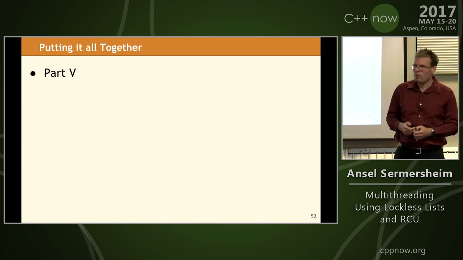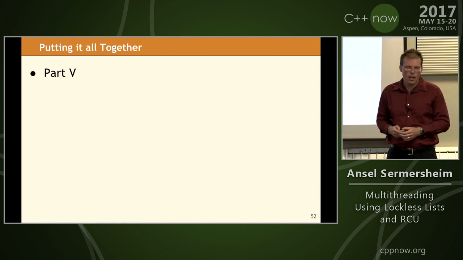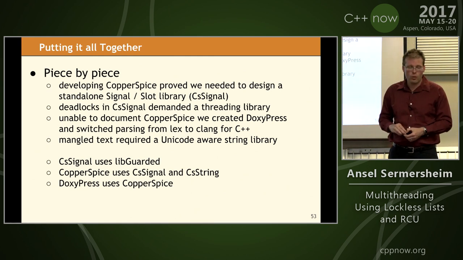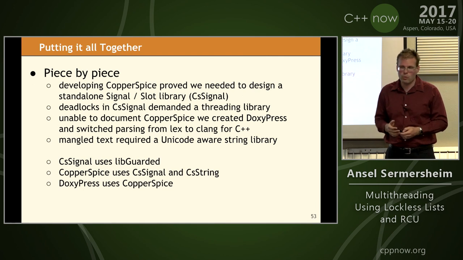So, having gone through all that and implemented all of this code, putting it all together was the process of going through this. When we developed CopperSpice, we really needed to design an underlying signal slot library. And the deadlocks that we discovered while designing that library led to a threading library. And being unable to document CopperSpice, we ended up creating DoxyPress along the way and switched parsing from Lex to Clang. Then we decided we really needed a Unicode-aware string library because of the amount of mangled text we encountered in this process.